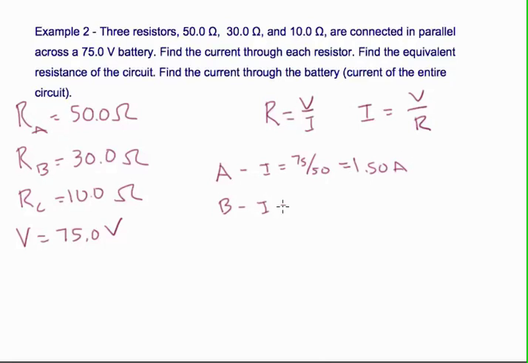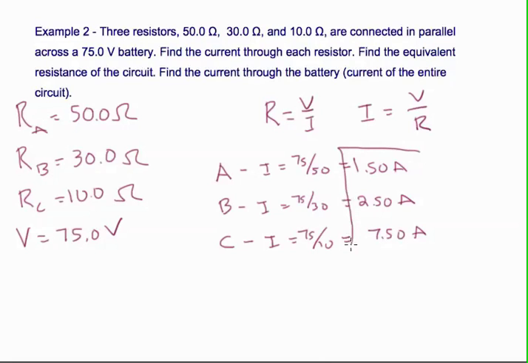And for B, we have 75 divided by 30. So we have 2.50 amps. And for C, we have 75 divided by 10. And so we have 7.50 amps. And you can see that as the resistance increases, the current decreases, which makes sense if the voltage is consistent.